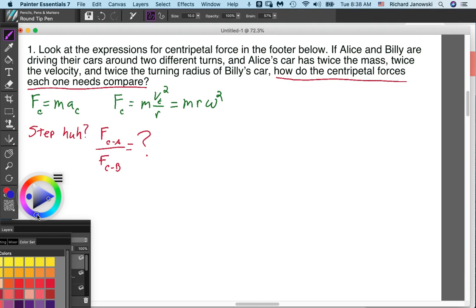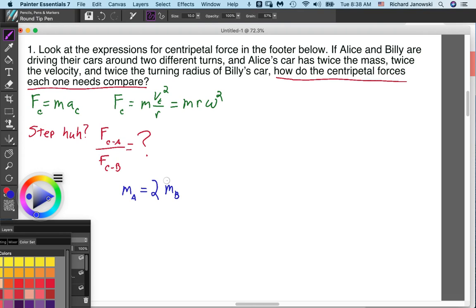Now we've got to make a list of the things that we know. We know something about the masses of the cars. Mass Alice equals blank mass Billy. Alice's car is twice the mass, so the number is 2. Does it go on the left or the right? It goes on the right. Whatever the mass of Billy's car is, the mass of Alice's car is 2 times that mass.